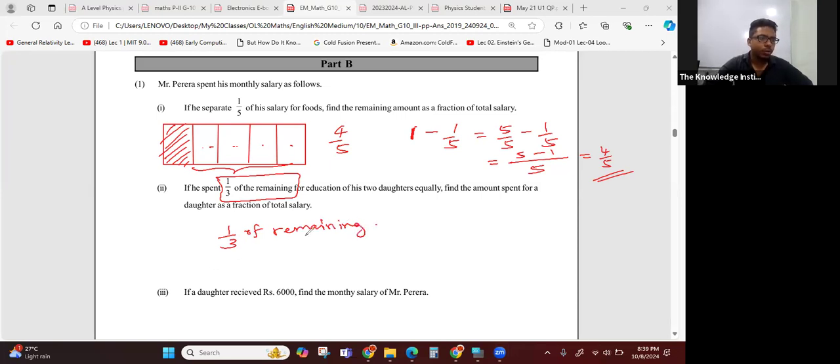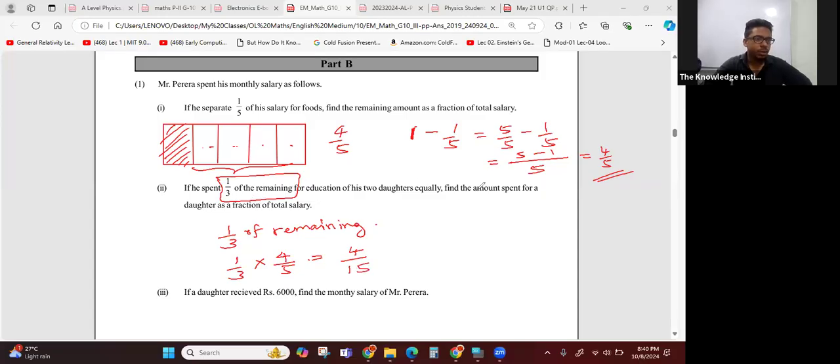Okay, so here 1 out of 3 of means multiplication. The remaining, we know, is 4 out of 5. 4 out of 5 is the remaining. From this remaining, he takes 1 out of 3 for his daughters' education. So therefore, the fraction of the amount that he has allocated for his two daughters will be 4 out of 15.